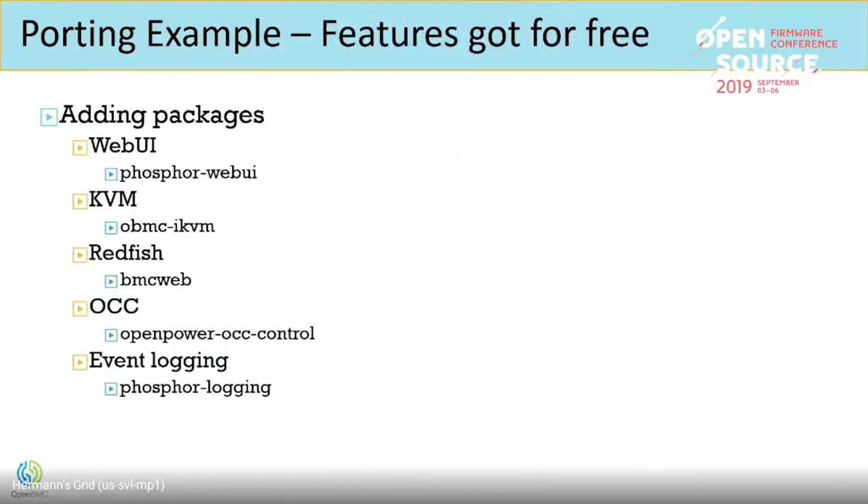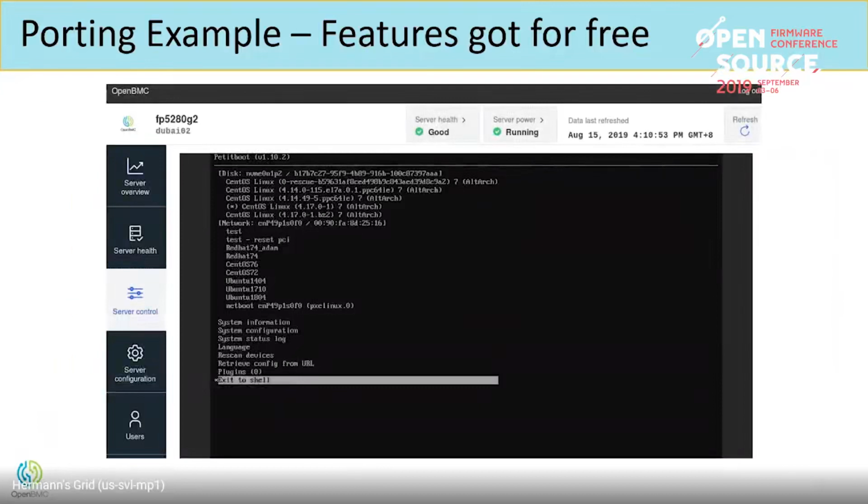Then let's talk about some features we got for free from OpenBMC. For the Dubai meta layer, we just needed to add the bitbake recipes to the image packages. Then we get features like web UI, the KVM, the Redfish, the OCC, and even the logins. So this is an example of the Dubai system with web UI. You can see all these functions are ready, and we got a KVM, the system already booted into the petitboot.